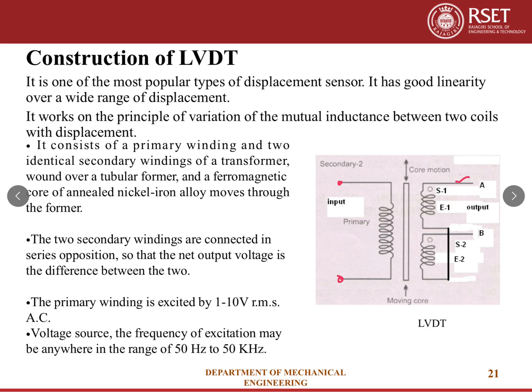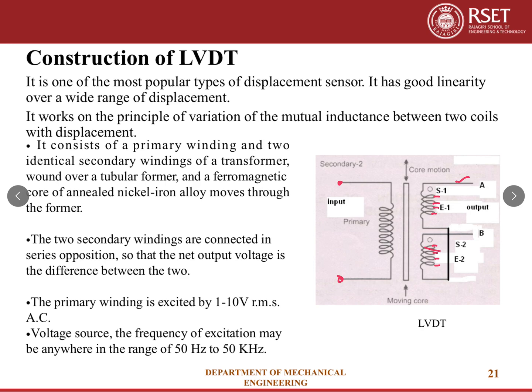The speciality of this secondary winding is that they are connected in series, but series opposite. You can see they are in opposite directions too. Here the coil is wound like this, and here the coil is wound in the opposite direction. So, series opposite. Also here you have an equal number of turns, 1 2 3 4, and here also 1 2 3 4, equal number of turns. This forms the two secondary windings, S1 and S2.